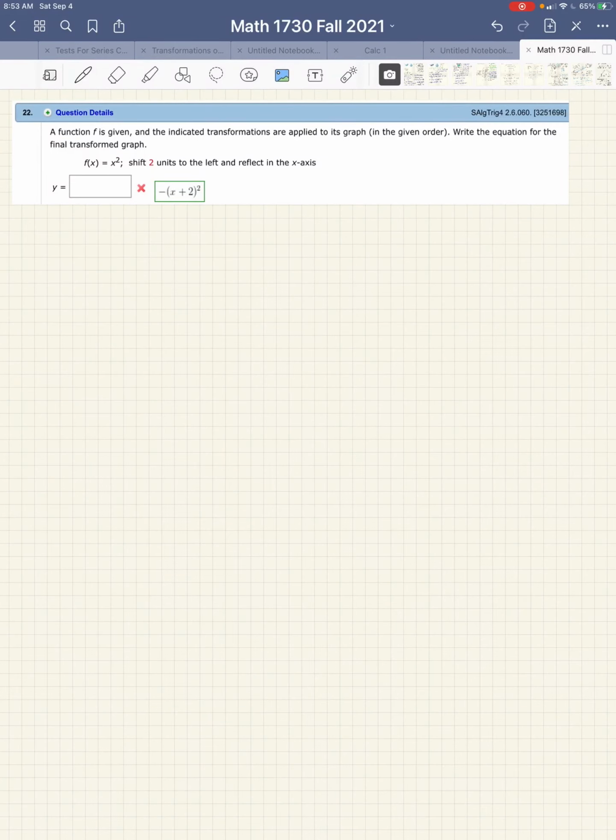A function f is given and the indicated transformations are applied to its graph in the given order. Write the equation for the final transformed graph. So we are to start with the graph of f of x equals x squared. F of x equals x squared would be a parabola with the points (0, 0), (1, 1), (-1, 1), (2, 4), (-2, 4), and on out. And we could draw this parabola.